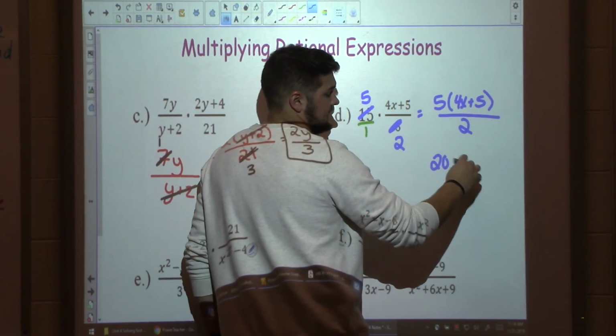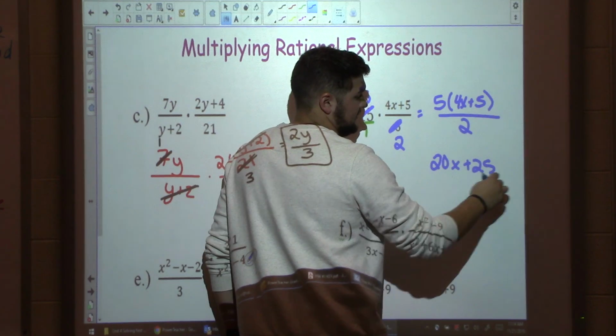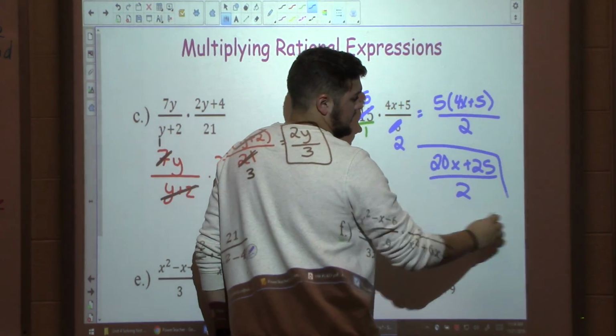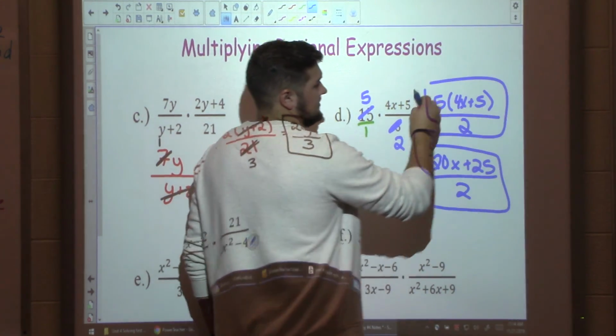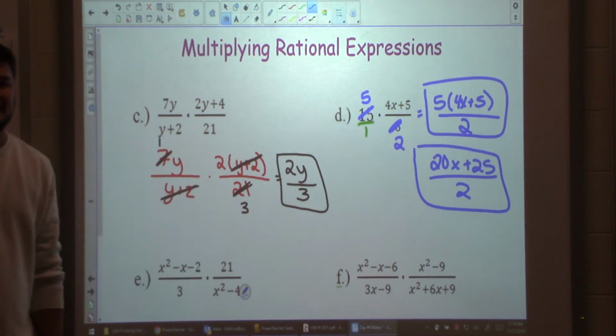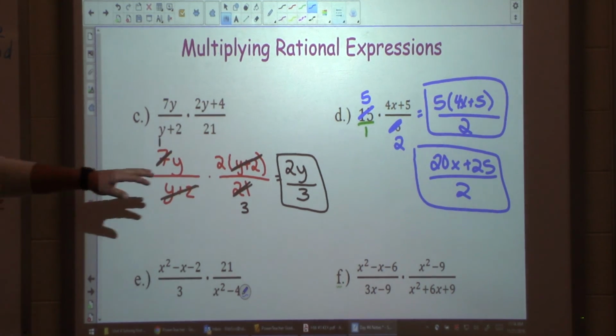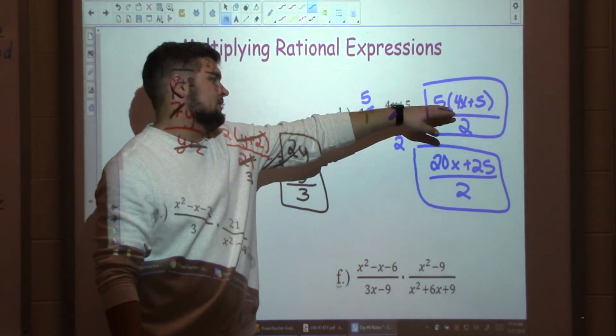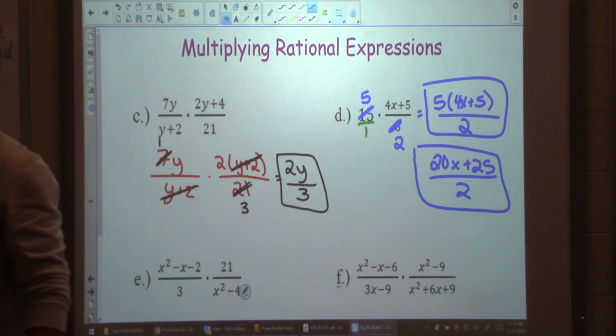You can write 20x plus 25 over 2. That would be good. Or 5 times 4x plus 5 over 2. So if you distribute, you're good. If you don't distribute, that's fine as well. Okay? Alright, I've got 2 more multiplying problems, then we get 2 dividing, we're done.